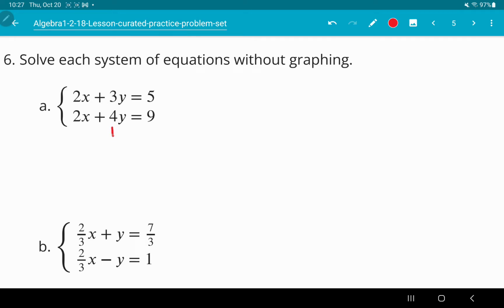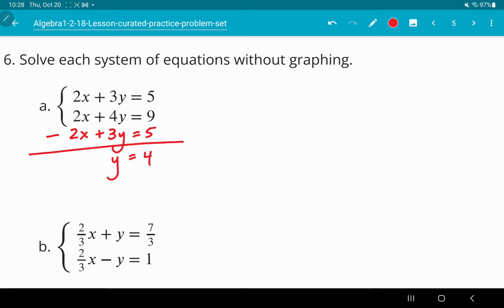So now I'm looking at the coefficients of the y term, and I see that I have a 4 and a 3. So if I subtract the second one from the first one, 4 is a bigger number, so I'm going to be getting a negative. So what I'm actually going to do is take this first equation and put it on the bottom, like this. That way, when I do the subtraction, I'm going to have a positive value for the coefficient of y. So when I do this, 2x minus 2x, that's 0x, so that's nothing. 4y minus 3y, that's just y. And then 9 minus 5, that's 4.